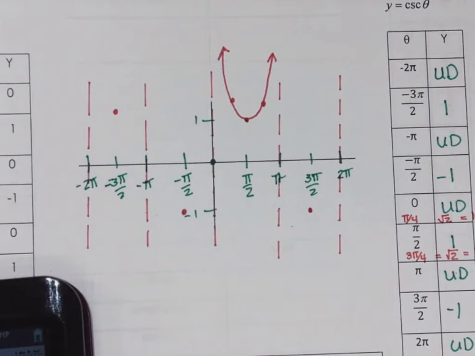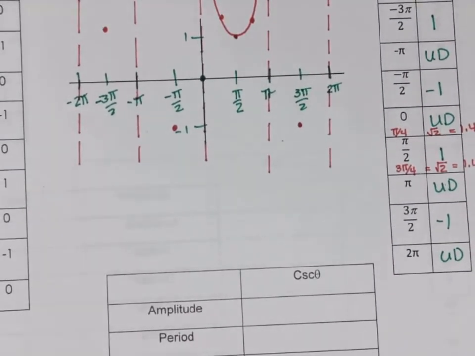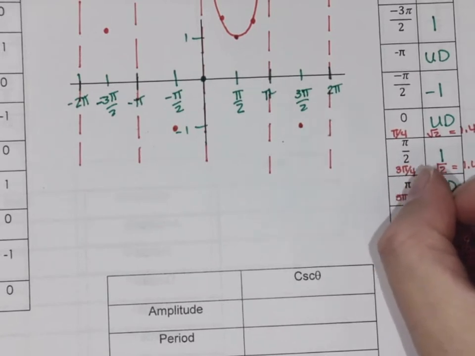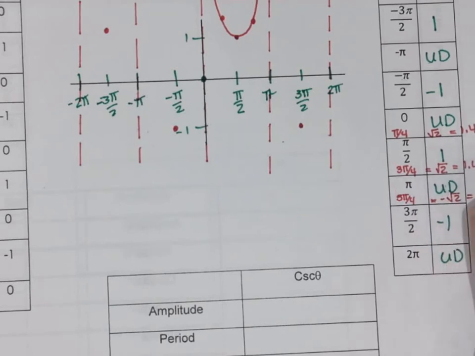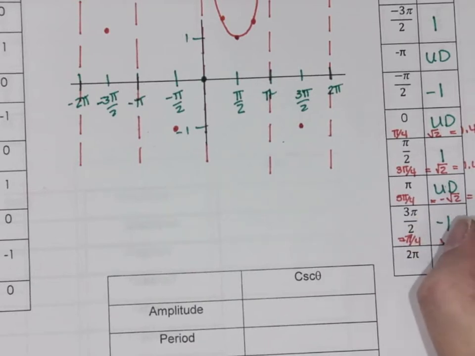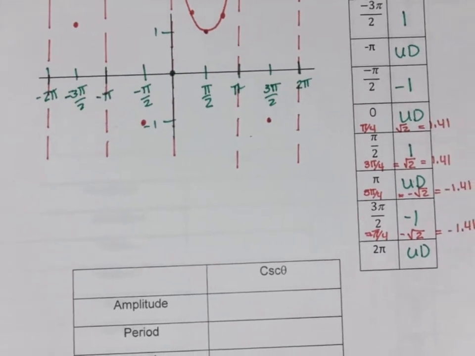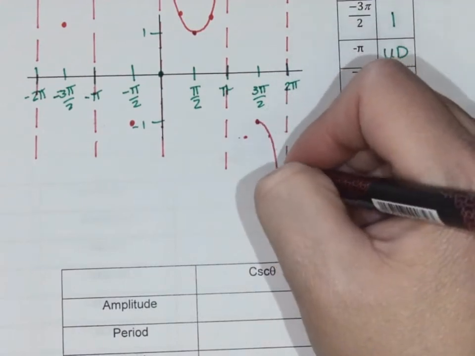Yes, perfect. Because at 5 pi over 4, this is going to be a negative root 2, which is a negative 1.41. And at 7 pi over 4, that's also going to be a negative root 2, so a negative 1.41. Sorry guys, you can't really see that. And so again, this is going to be the same sort of parabola, but it's going to be pointed down. So if you ever get stuck with a table of values and you do not have enough information, don't be afraid to go back and add in stuff to give you a better picture.